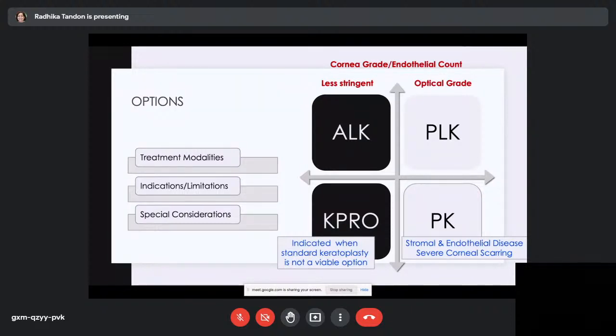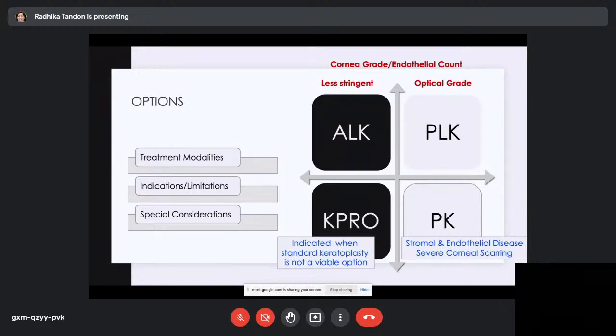And here I would like to emphasize the role of limbal stem cell deficiency and limbal stem cell transplantation that has made a sea change in the level of care that we can provide to the patient. So you must always understand what are the implications, what are the limitations, and what are the specific considerations.